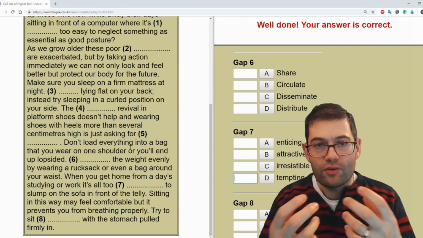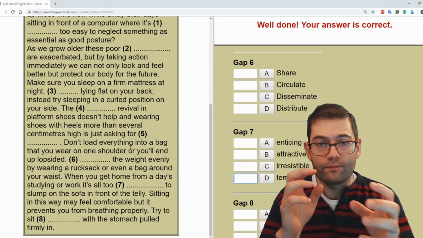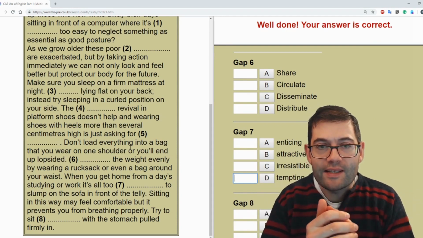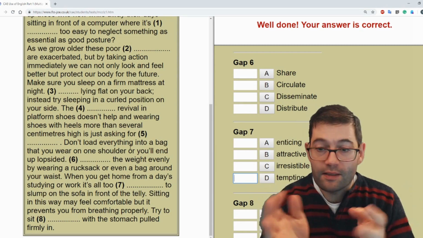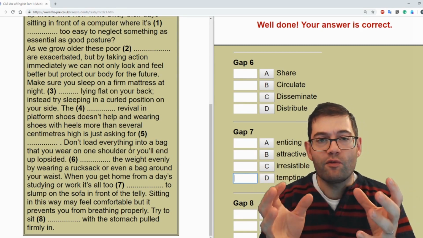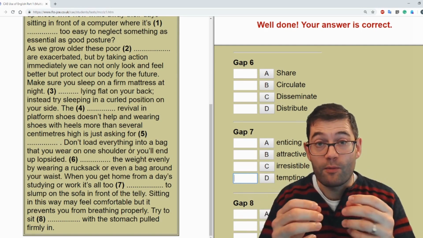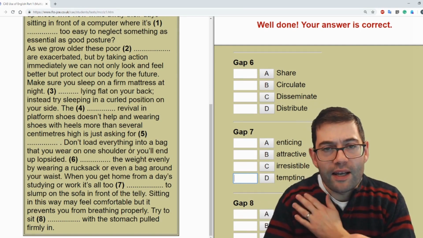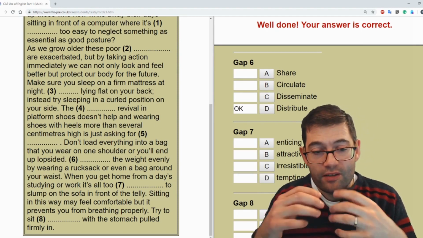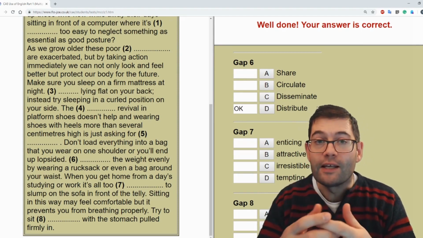So we need to choose the correct verb which communicates this idea. Now, spread the weight evenly would be the obvious answer, but it's not one of the options that we've got here. So we've got to find the vocabulary, the verb, which means put a little bit here, put a little bit there. And the answer in this case is distribute. To distribute something evenly.